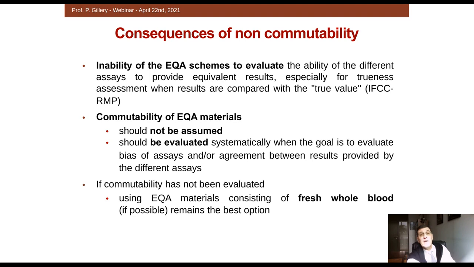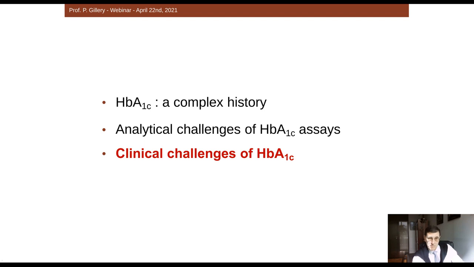It should be evaluated systematically when the goal is to evaluate bias of assays and or agreement between results provided by the different assays. If commutability has not been evaluated, the best option is to use materials consisting of fresh whole blood, of course, if possible, because this is much more constraining.